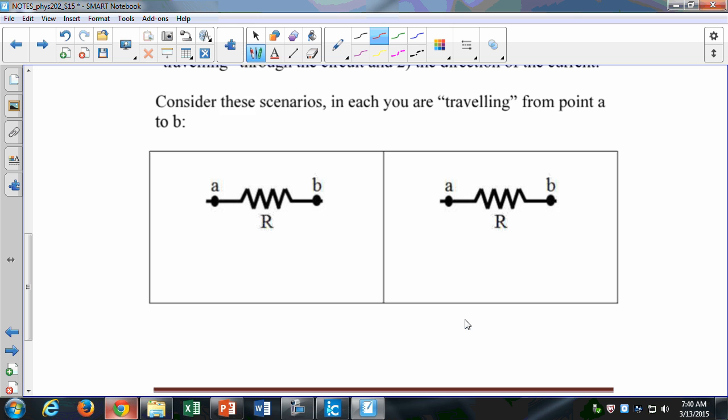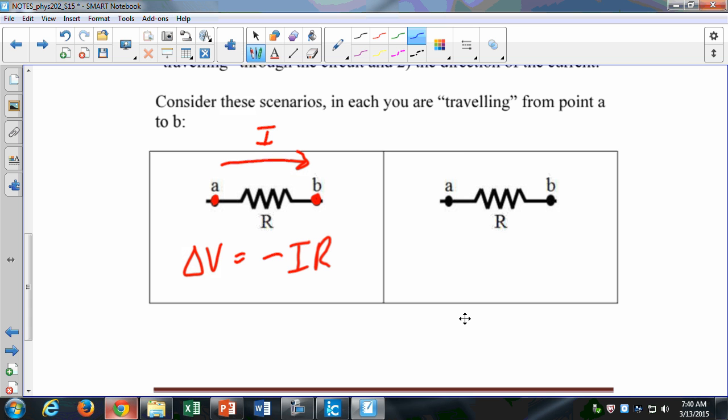I'm traveling from point A to B. You'll see what I mean by that in just a bit. But when we're going through a loop, that means that as I'm considering each element, I'm going in this direction, going from point A. And let's imagine here that our current on this first one is in the same direction as what we're traveling. So here is I. The change in potential across this resistor is going to be negative IR.